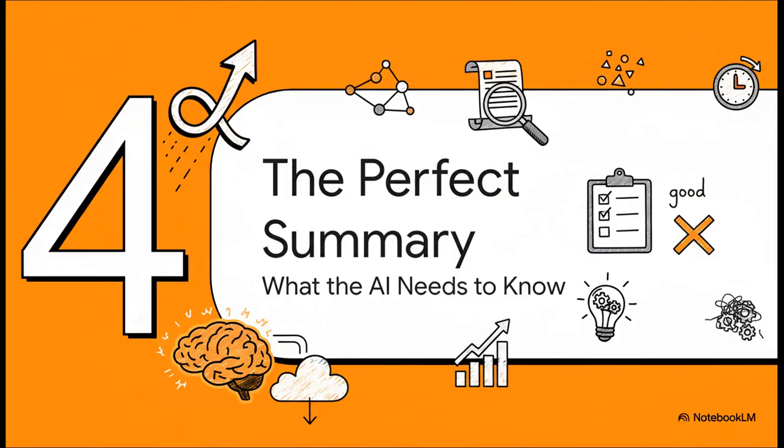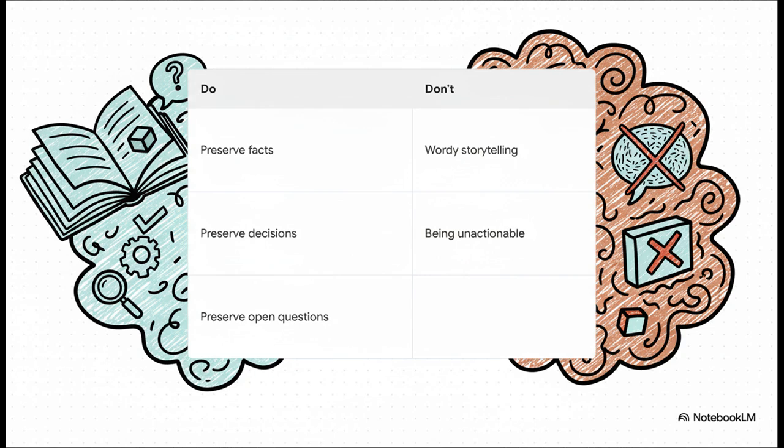All right, so we're summarizing old messages. That's the plan. But, and this is a big but, the quality of that summary is everything. A bad summary is just as bad as no summary at all. So how do we make sure we're crafting the perfect one? This little table right here, think of it as your cheat sheet. On the left, this is what you want to do. Preserve the key facts, log the important decisions that were made, and track any open questions that still need answers. What you don't want is wordy storytelling or a bunch of conversational fluff. The AI needs dense, actionable info, not a bedtime story.